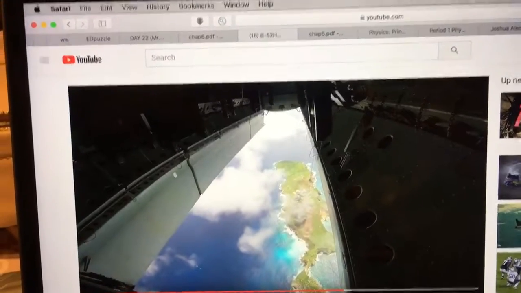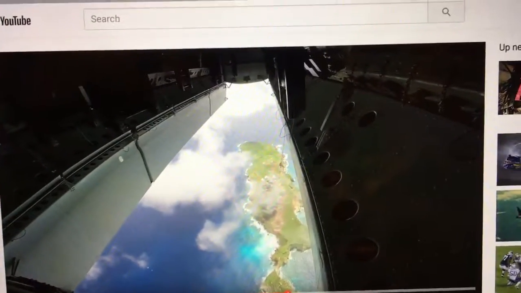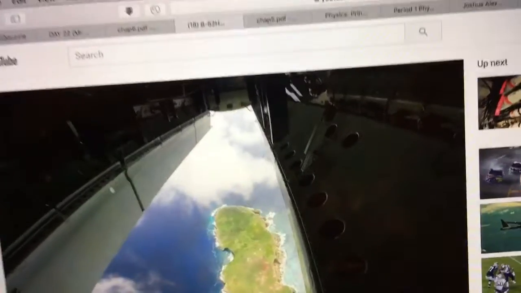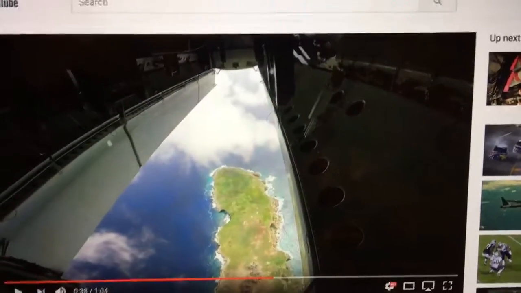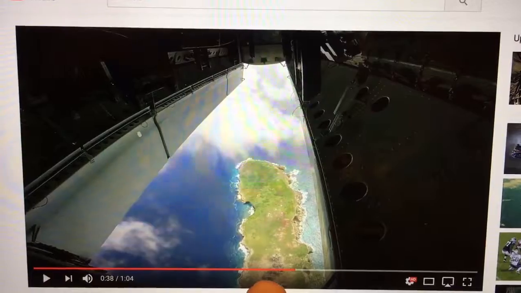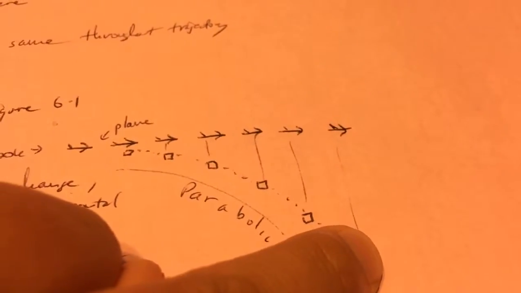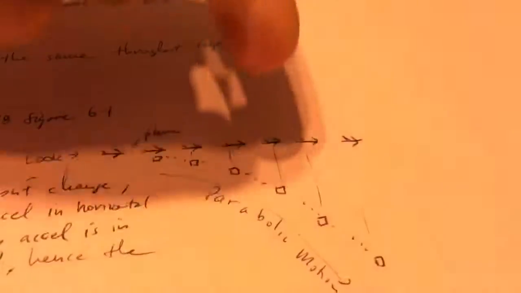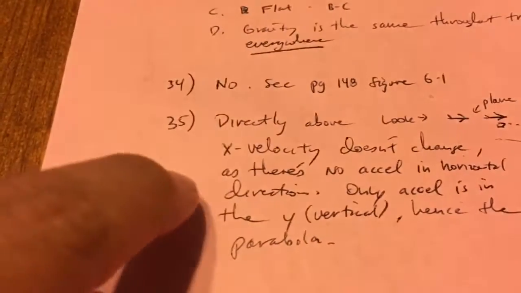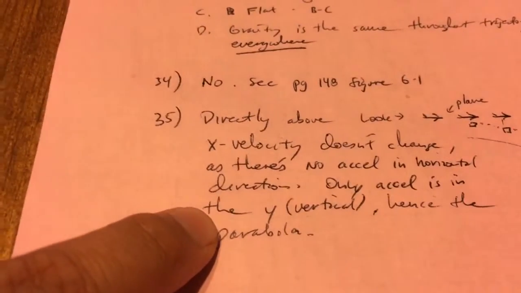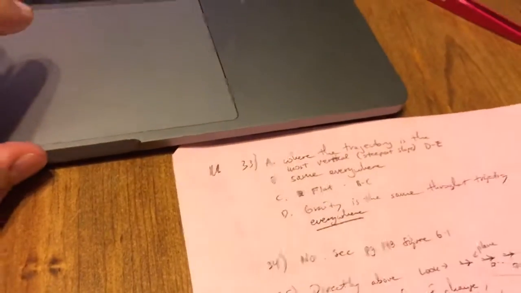So, what does that show us? Well, that shows us that even though there was some air resistance, we can see that these explosions are occurring pretty much right underneath the airplane. That means that the bombs were falling and basically staying right underneath the airplane. They weren't slowing down. They were just falling down faster and faster. Why? The x velocity doesn't change because there's no acceleration in the horizontal direction. The only acceleration is in the y or vertical direction, hence this parabolic shape. So there you go. That's the warm-up. Hopefully it all made sense.